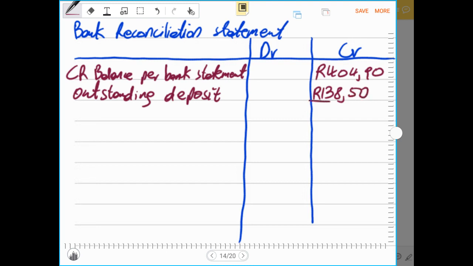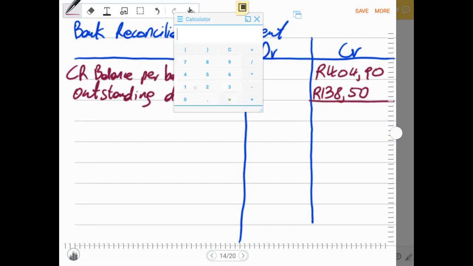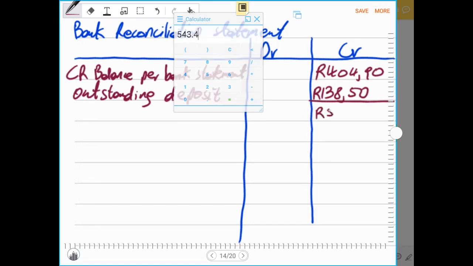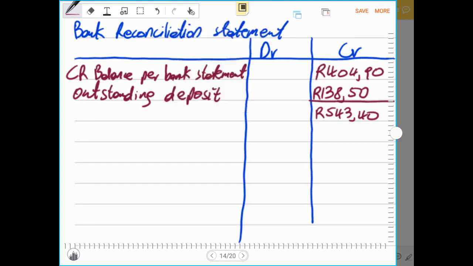So now this was the only outstanding deposit that was taken into account. So 138 rand 50 cents plus 404 rand 90 cents gives me the total of 543 rand 40 cents. So now this is the total of my credit side. Then after that I go to the outstanding checks.